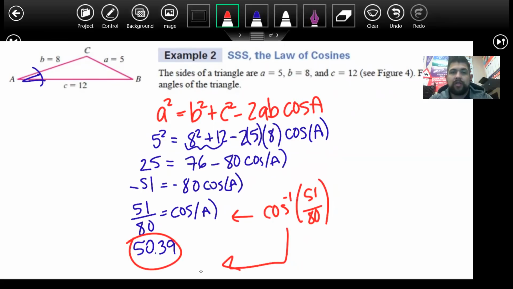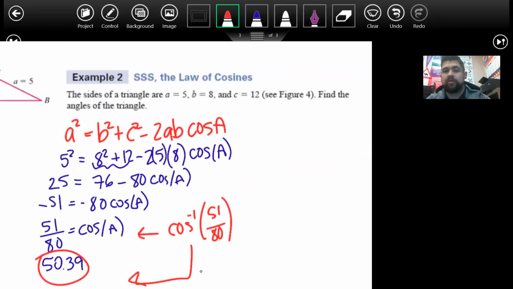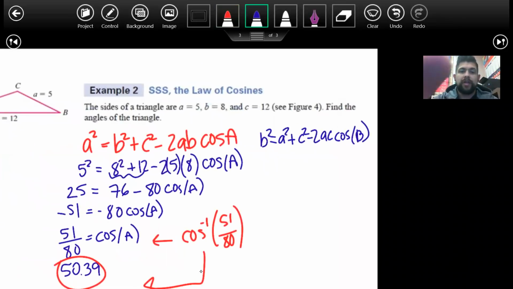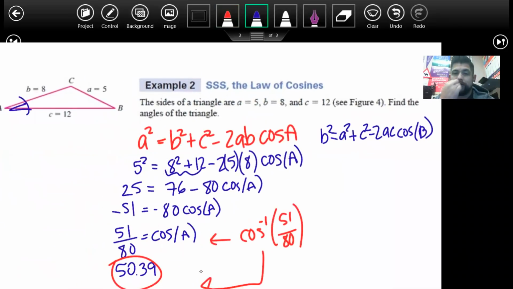We can use the other one to solve for angle B, which we're going to show really quickly so I don't spend too much time. But I want you guys to do this one. This is B squared is equal to A squared plus C squared minus 2AC cosine B. We can use the same values as the picture shows and plug them in directly.